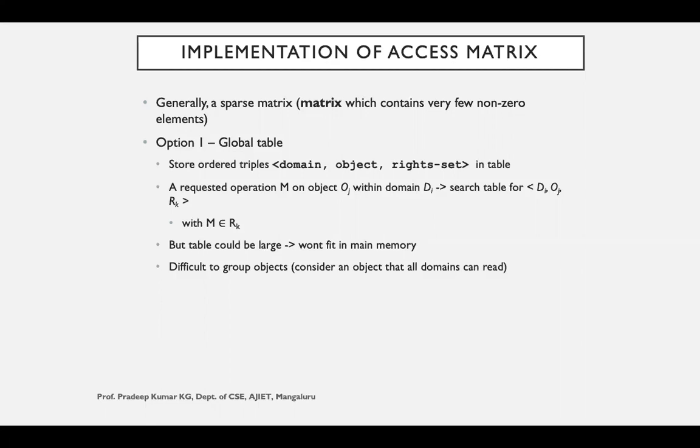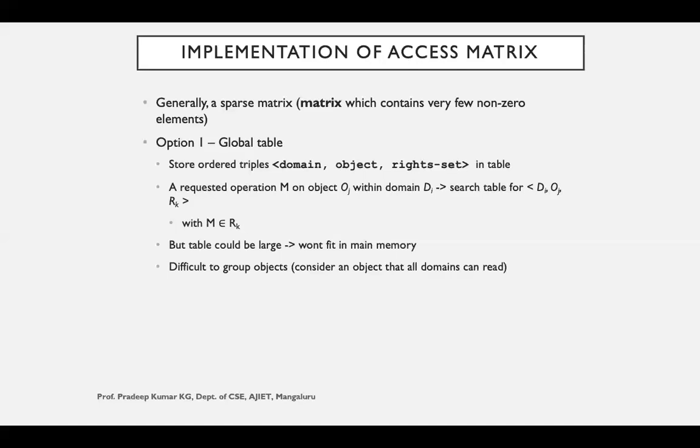So today we'll see about the implementation of that access matrix. In general, this particular access matrix we are going to implement in the form of a sparse matrix. What is a sparse matrix? A sparse matrix is nothing but one which contains very few non-zero elements. In general, if you consider any matrix, it is a combination of rows and columns. With respect to the access matrix, rows represent domains and columns represent objects. So now we can implement this access matrix in the form of a sparse matrix.